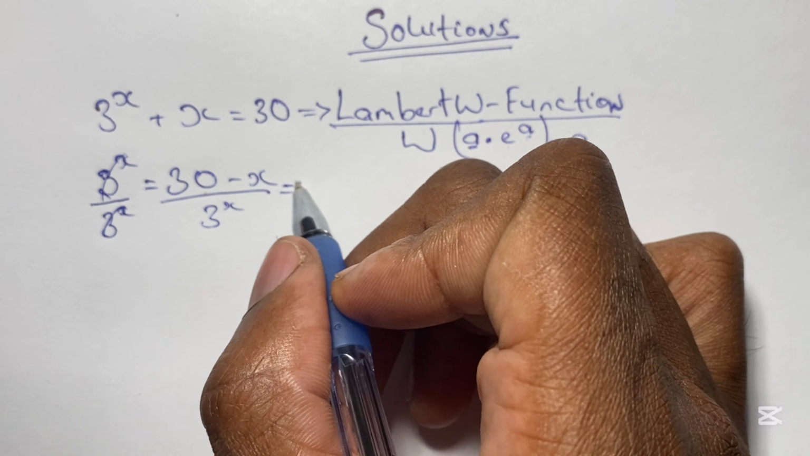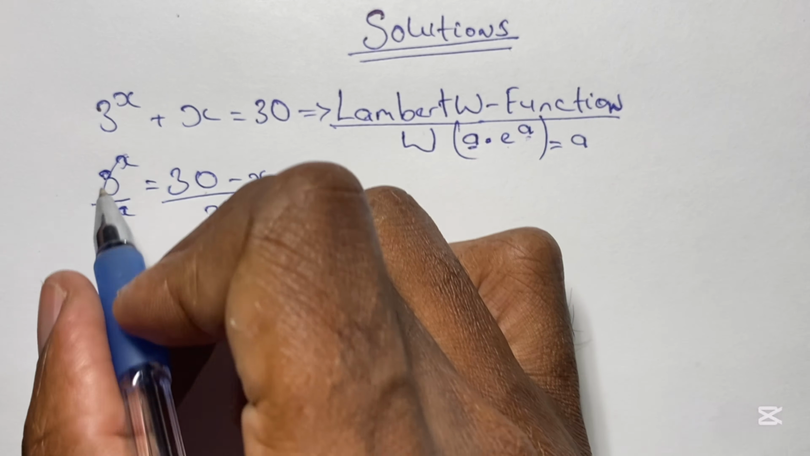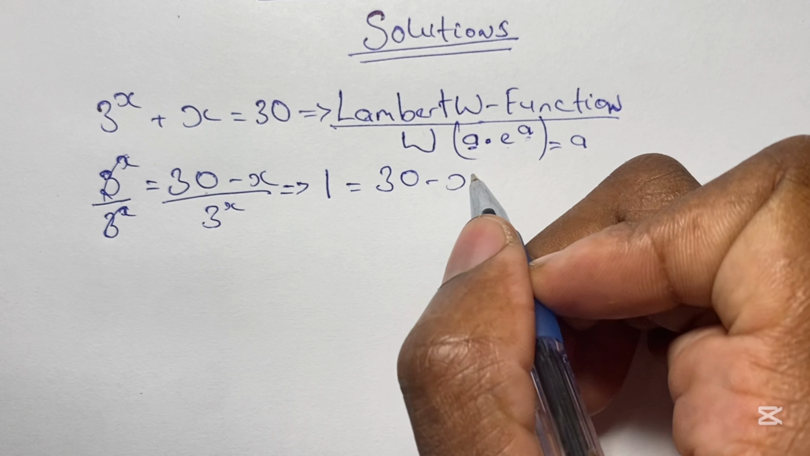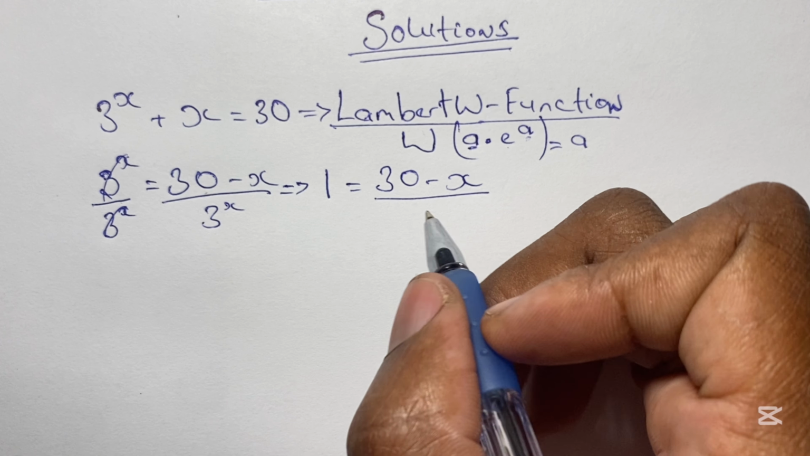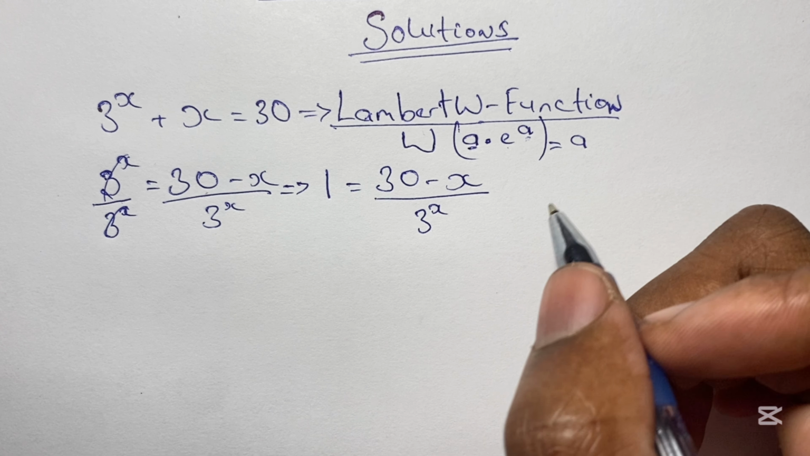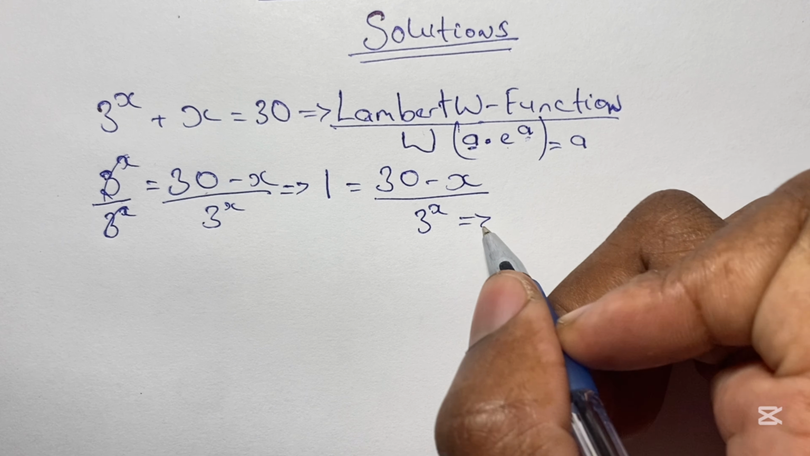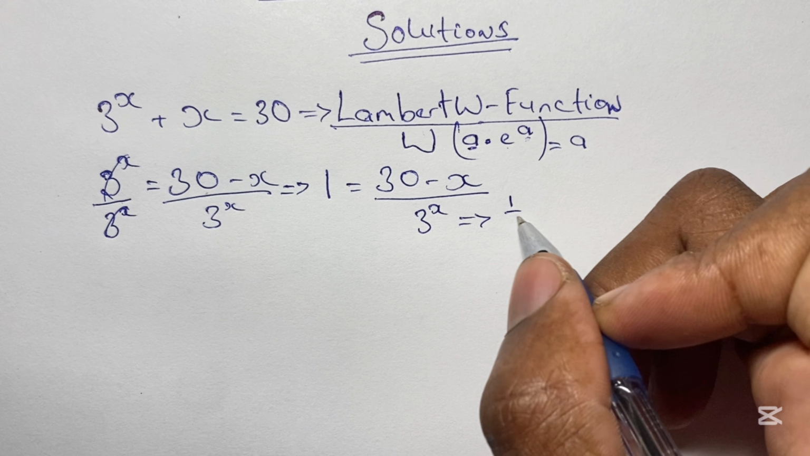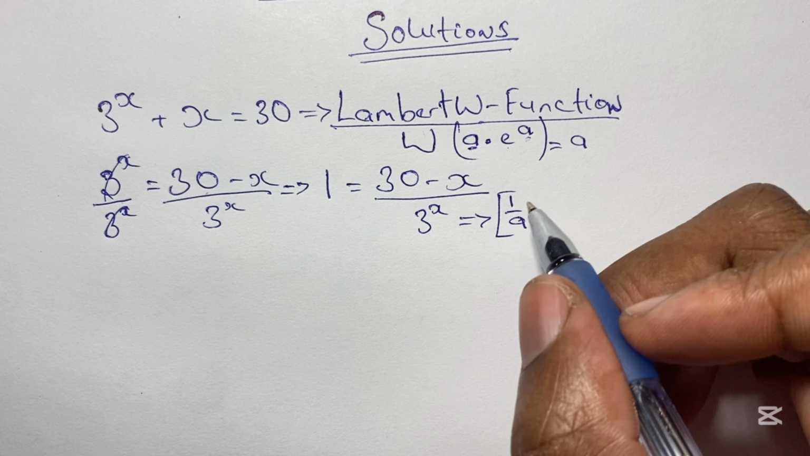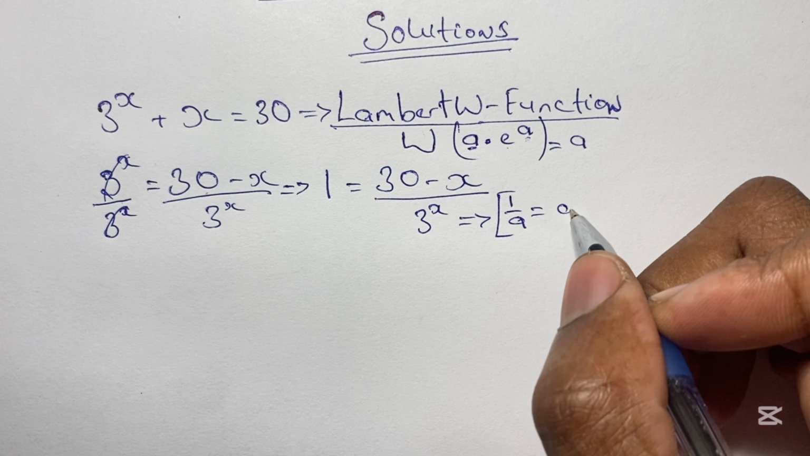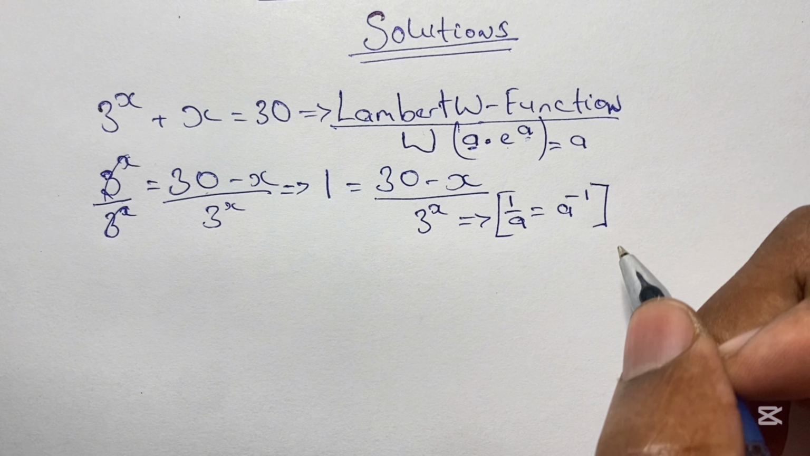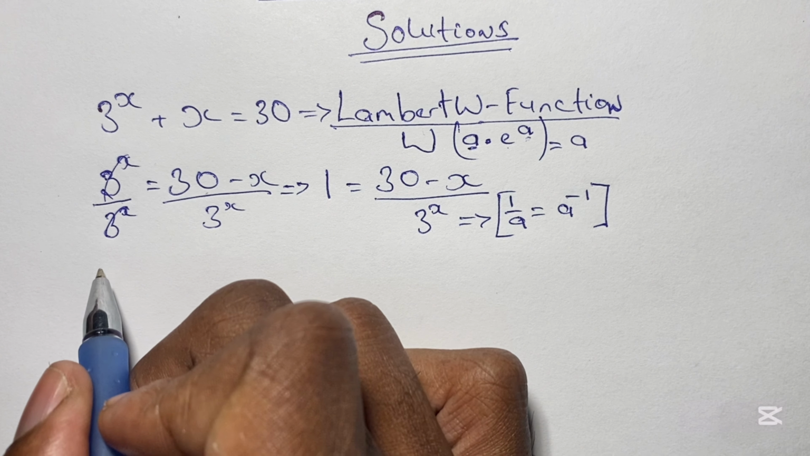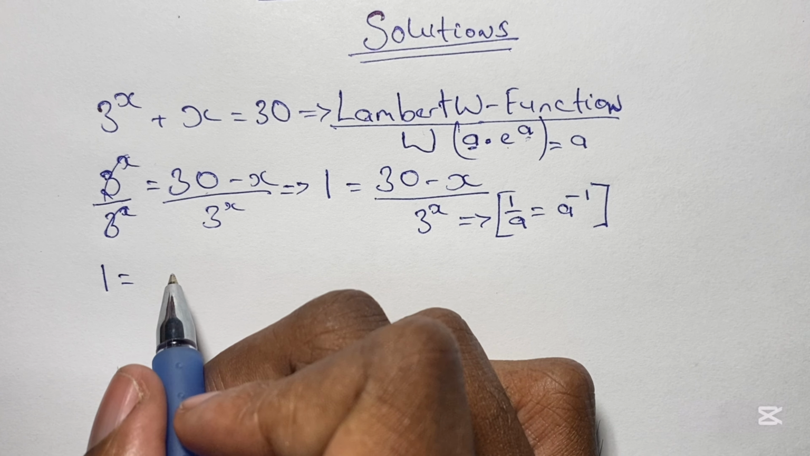And we have 3 to the power of x into 3 to the power of x gives us 1. So from here we'll have 1 is equal to 30 minus x over 3 to the power of x. Now, using laws of indices, we know that 1 over a can be rewritten as a to the power of negative 1. So if we do this to 3 to the power of x, then we can have 30 minus x being multiplied by 3 to the power of negative x.